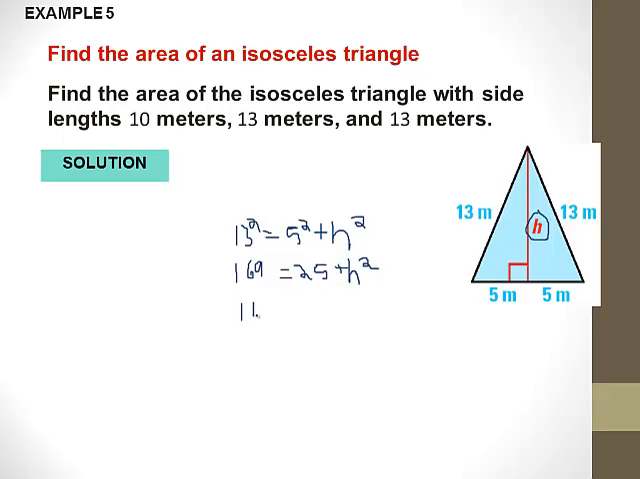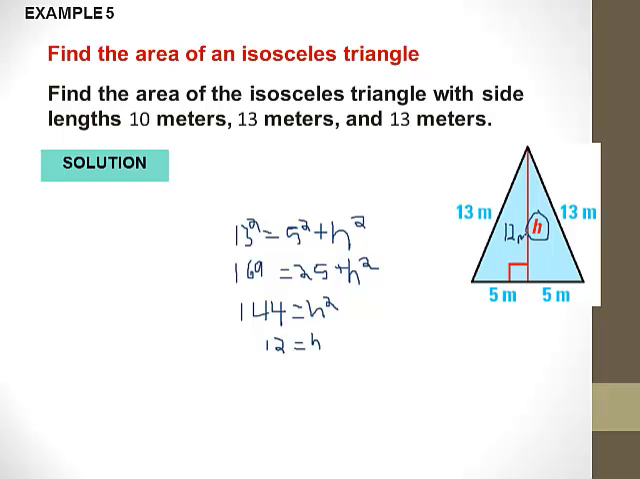Subtract both sides, we got 144 equals h squared. Take the square root of both sides, and we get the height is equal to 12. Remember, plus or minus, but again, we're dealing with lengths, so we have 12 meters.